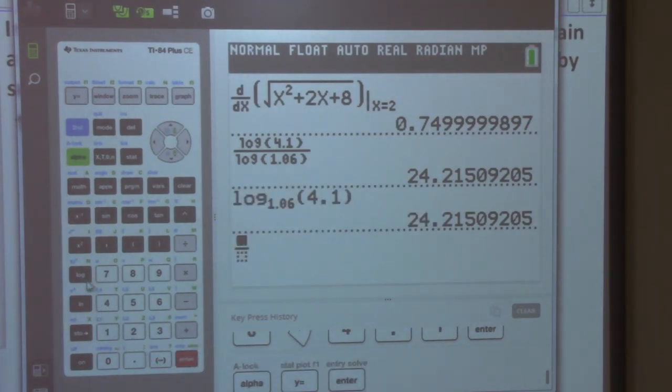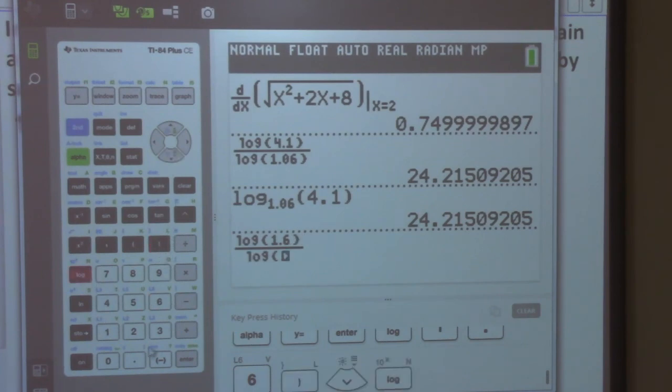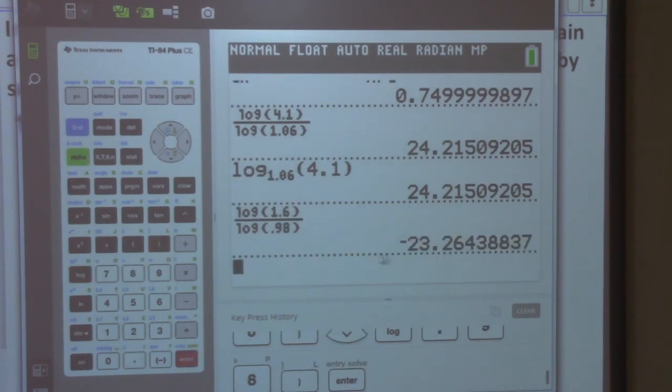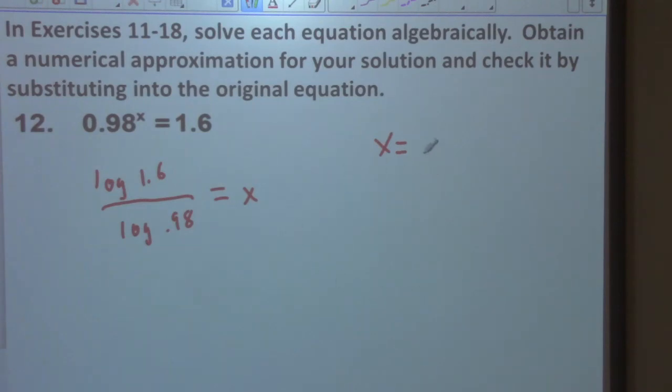So you get log 1.6 over log 0.98, right? Yep. So what I got, negative 23 point, well, I got that 264 too. Did you? You didn't think it was right? No, you said it's supposed to be positive. I think what happened there is my intuition failed me, which happens more often than I'd like it to.